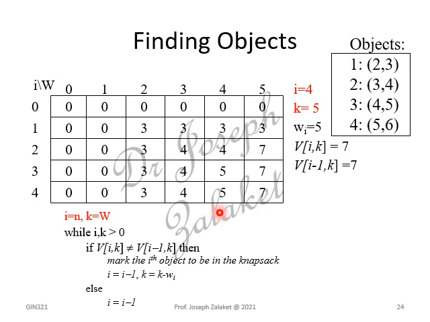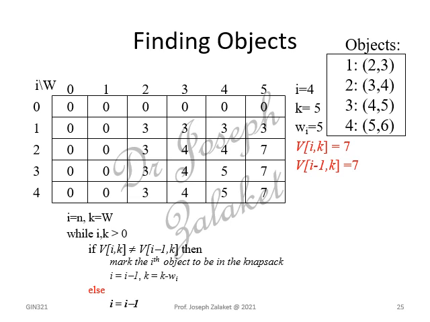So let me start. We will start the initialization: i equal n, k equal W. So we start from this cell. We will compare the cell with the cell existing at the upper line. The value is the same. So what we will do, we will go to an upper line. We will decrement i here, and thus we will go to an upper line. Simply that.